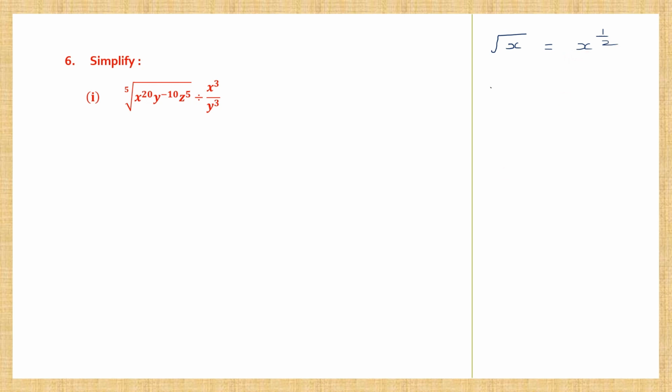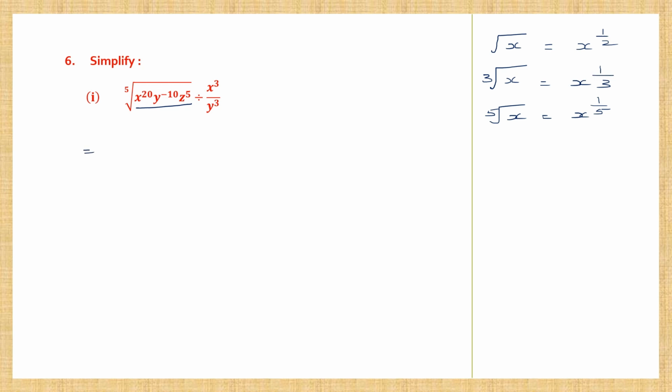Now suppose you have root 3, then we write x raised to the power of 1 by 3. Now here what do we have? We have root 5, isn't it? So if we have root 5, to remove that, we say x to the power of 1 by 5. So here, this whole thing is raised to the power of 1 by 5 when we remove this root sign, root 5.